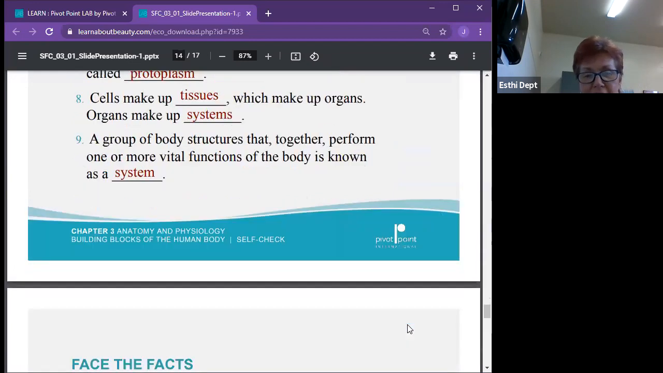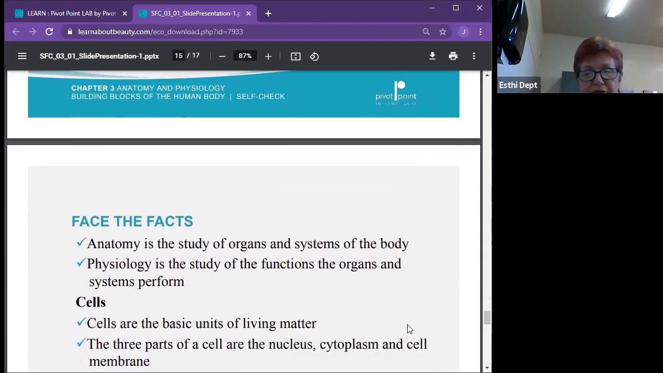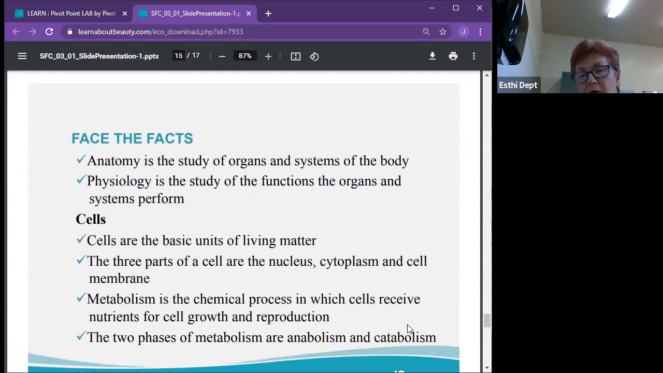Okay. So face the facts. These are your review questions from that information, for those of you that weren't even here at the first hour. Anatomy is the study of the organs and systems of the body. Physiology is the study of the functions of the organs and systems performing. Cells are the basic units of living matter. There are three parts to the cell: the nucleus, the cytoplasm, and the cell membrane.